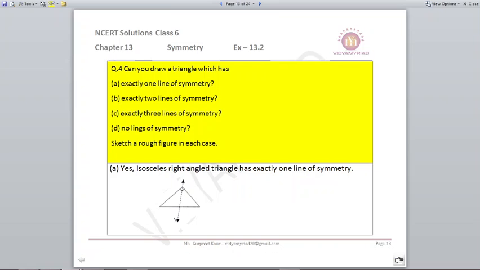Can you draw a triangle which has exactly 1 line of symmetry, 2 lines, 3 lines, no lines, and a rough picture in each case? For the first one, where 1 line of symmetry is possible, that is the case of your right angle triangle or isosceles triangle, I can say, where one line of symmetry is possible.